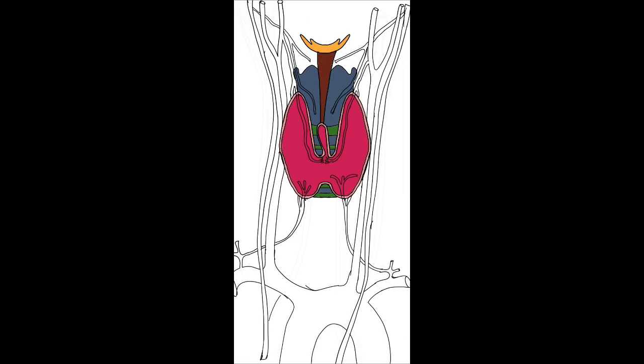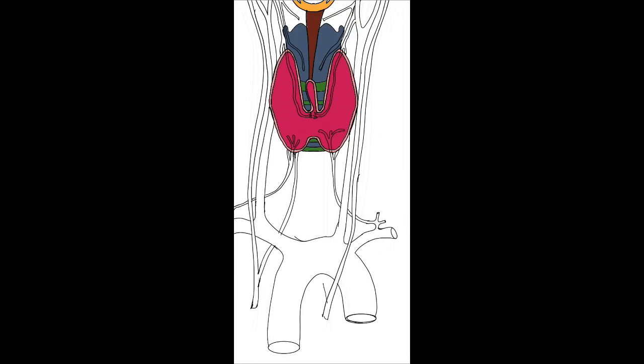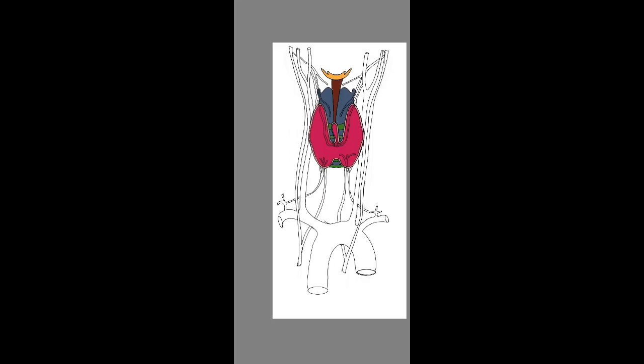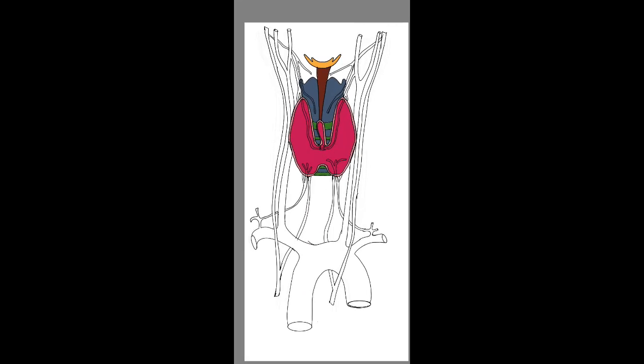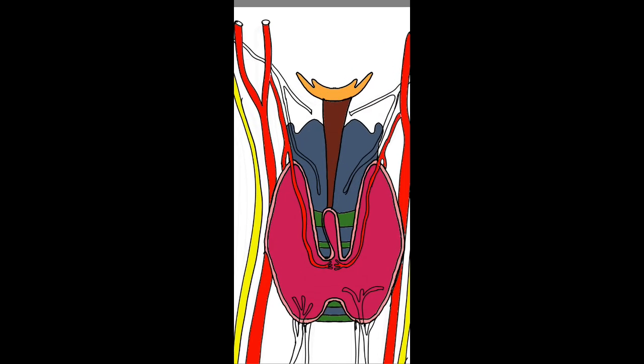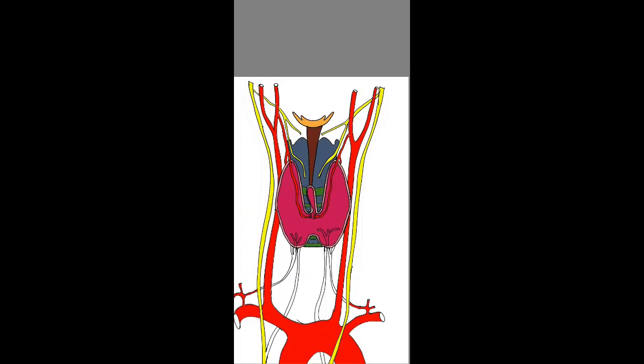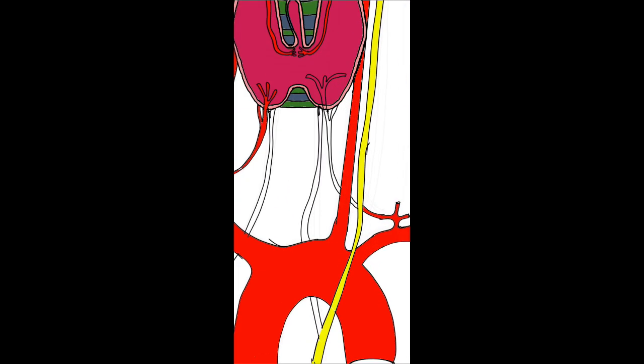This inferior thyroid artery is closely followed by a recurrent laryngeal nerve, which is a branch of vagus nerve. But here, in this case, the nerve is away from the artery for most of its course, except near the base of the gland, where it comes close to the artery. So our diagram is done. Let's move back to our slides.